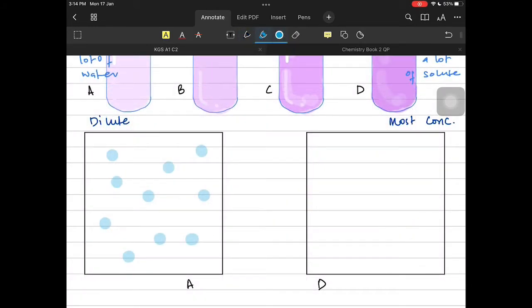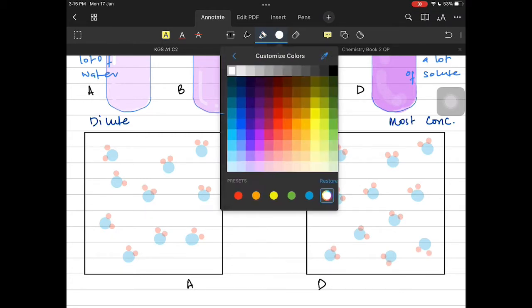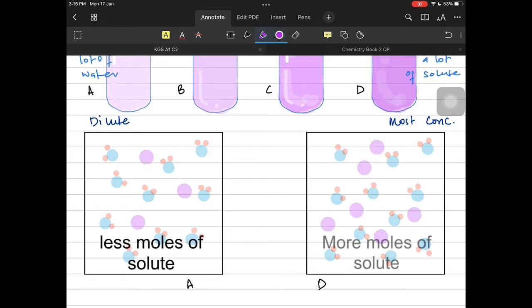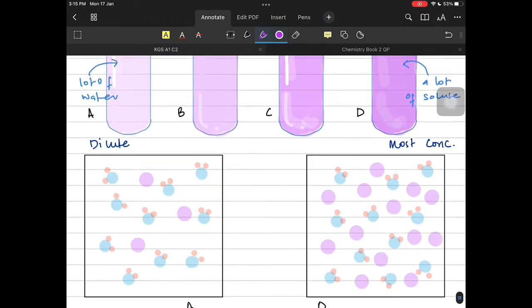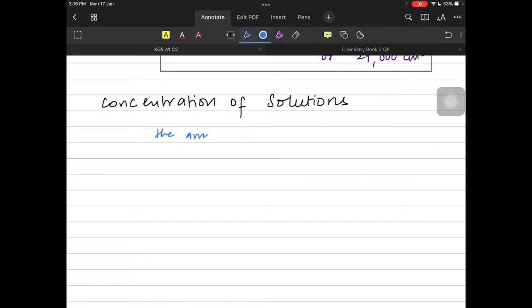If we look at the microscopic diagrams, and if I try to draw water molecules over there, you will be able to notice that the water molecules will have different amounts of solute dissolved. For example, a purple circle is the solute. You can see that one has less moles of solute, the other one has more moles of solute. And this represents that the amount of solute dissolved in the same amount of solution is different.